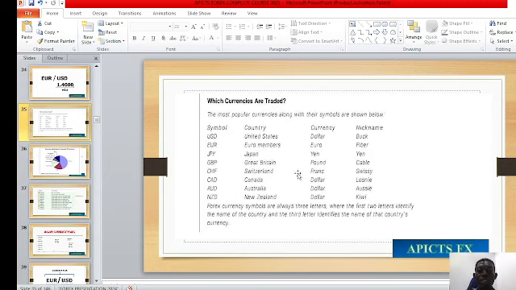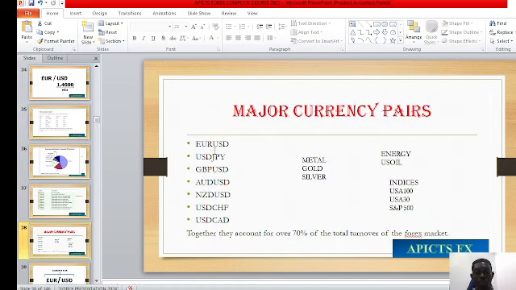The name of the currency is franc. The name of the country is Switzerland. Then you have CAD, that's Canadian. CA represents Canada, and the D represents the dollar. AUD, AU represents Australia, and the D represents the currency of that country, which is dollar. They have NZD: NZ is New Zealand, and the last letter D represents the currency of that country.